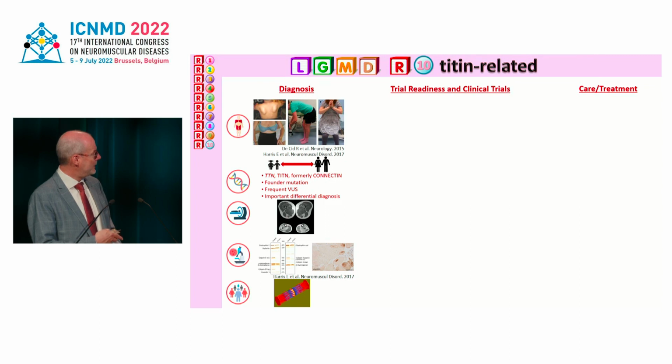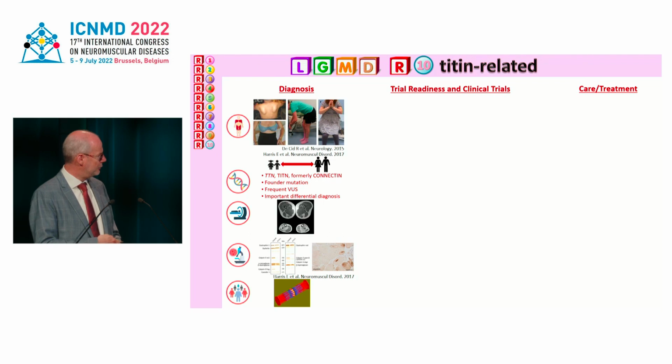There are founder mutations. There are also, of course, as everyone knows who's doing sequencing frequently, variants of unknown significance in the titin gene. I think it's a really important differential diagnosis. If we don't know what your patient has, always think of titin. MRI patterns can be quite typical. I think the adductor magnus is always very well preserved. The semitendinosus is severely affected, and of course in the lower legs, the TA and the anterior compartment.